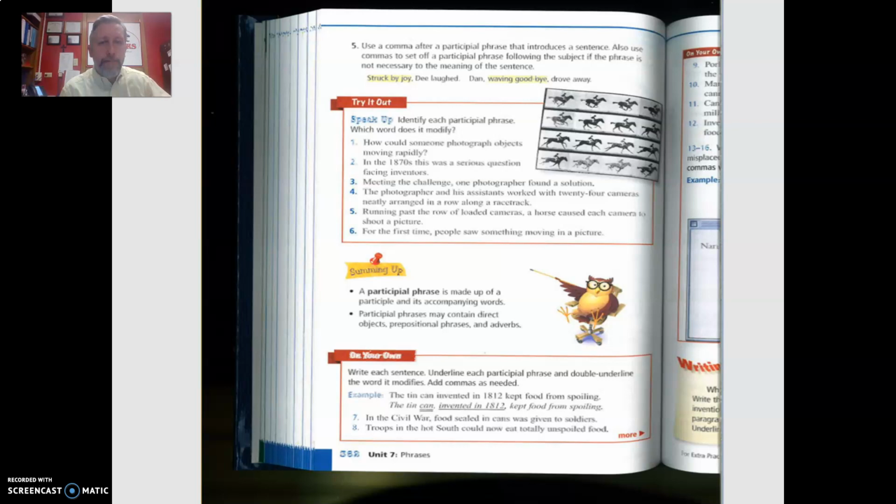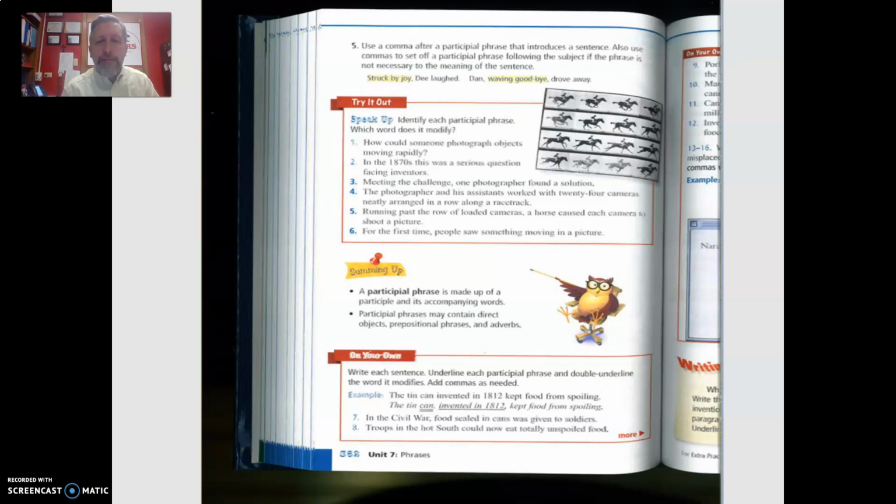Question, right? Are the 1870s facing inventors? Is Sirius facing inventors? No, that adjective is not facing inventors. So question, right? And keep in mind, these are participial phrases. They're adjective phrases. So all of these words that you modify will be a noun, right? Person, place, thing, or a pronoun. Let's look at number 3.